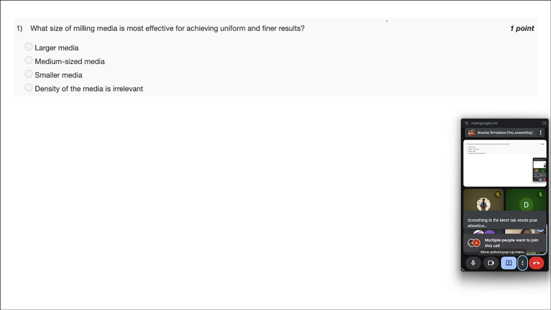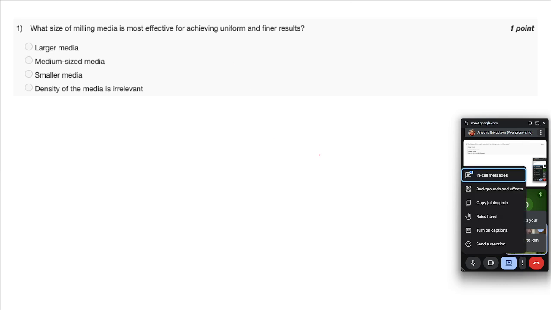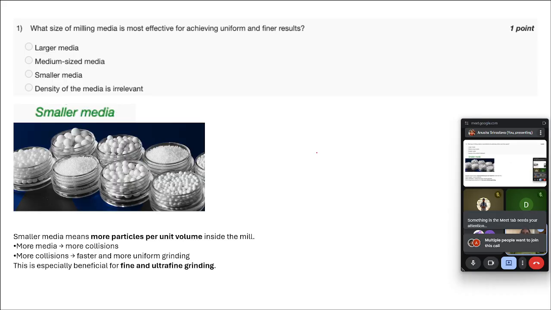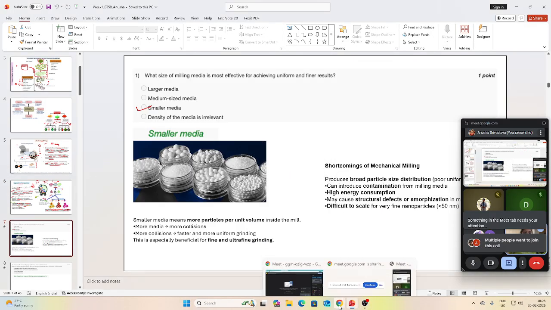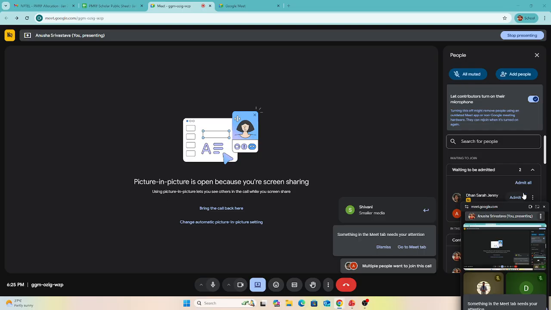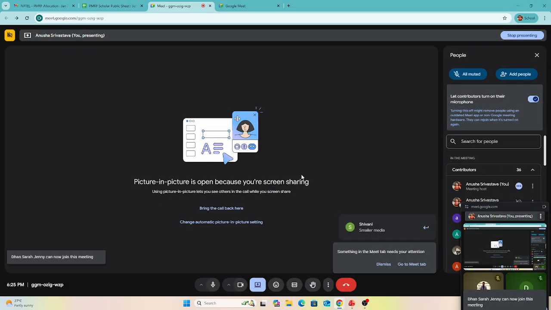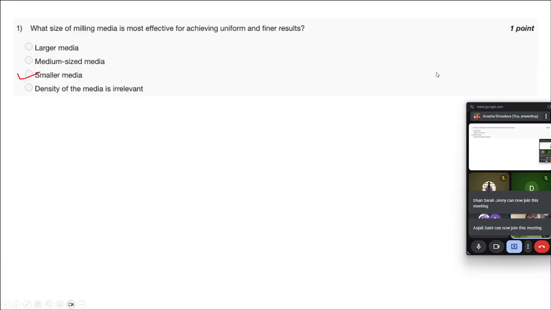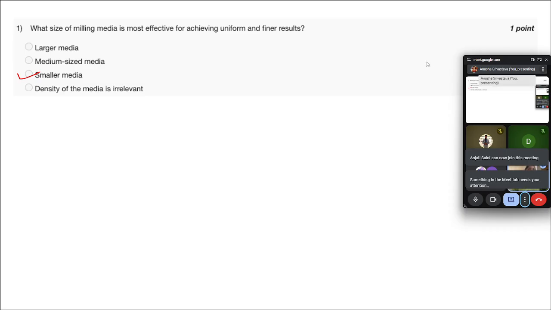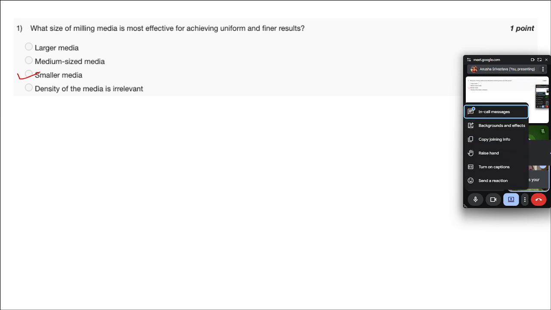Okay, so obviously the correct answer is smaller media. Now why smaller media? Just a second. Okay. So just a humble request to all of you. It would be really great if all of you can join sharp at 6 p.m. so that I do not have to go back and let people in after that.